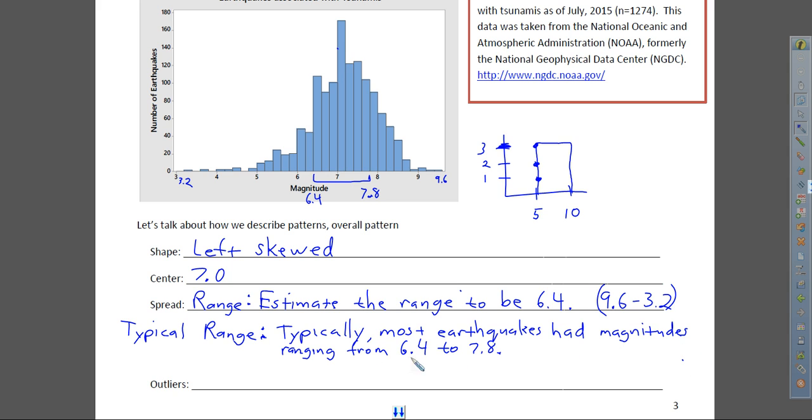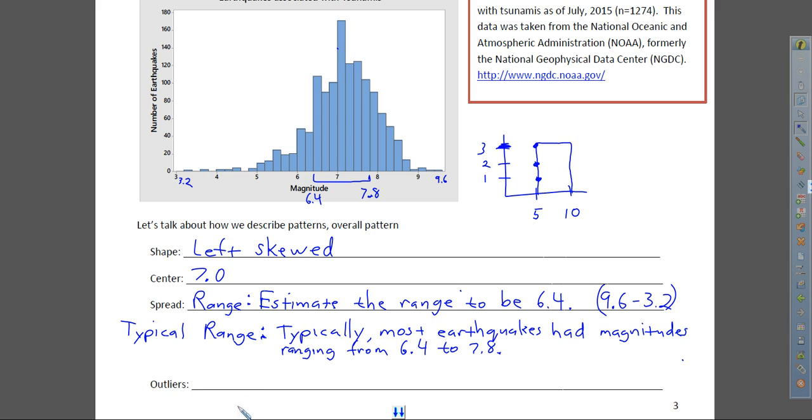So that gives me a better idea in saying, well, most earthquakes were in this range, rather than saying 3.2 to 9.6, because that's much wider. I'm very interested in where most of the earthquakes are, what their magnitude is. And outliers. Are there any data points?